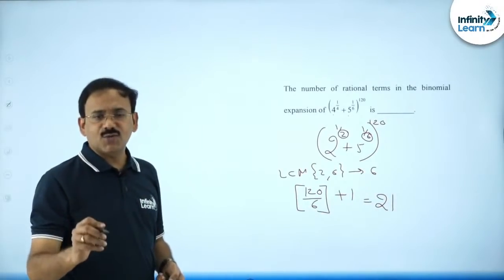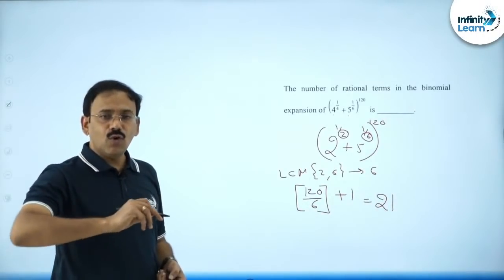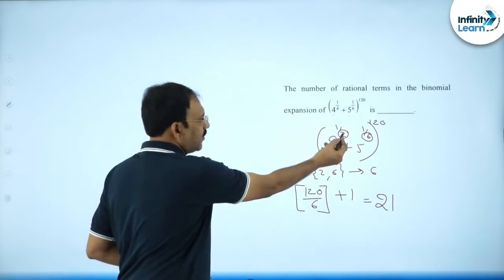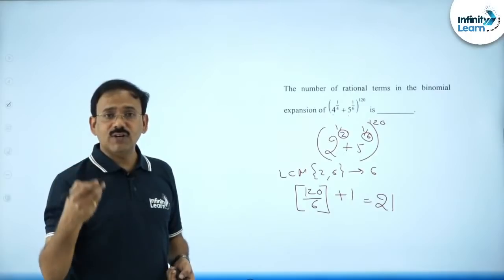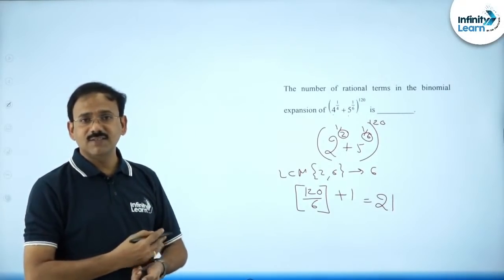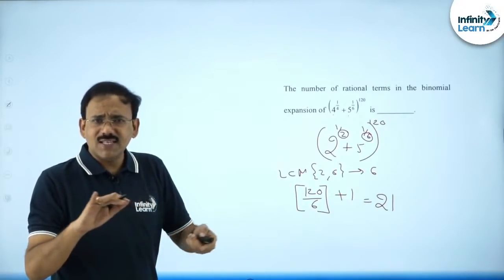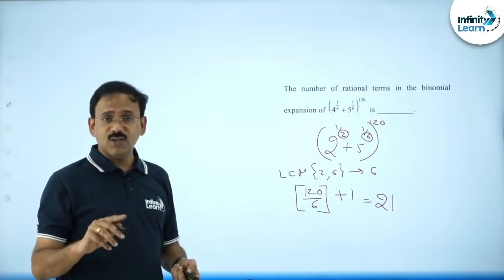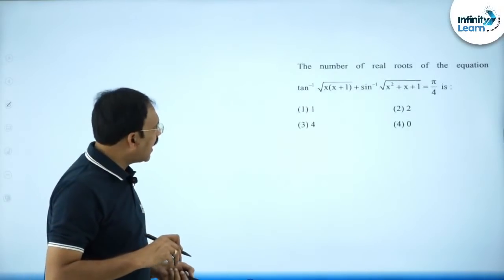To answer this question, I guess there is no need to put the pen on the paper. We can directly answer. 2 power 1 by 2, LCM is 6, 120 by 6 is 20. Since it divides, plus 1, 21 is the answer. That's it. No calculation at all. So dear students, you adopt the shortcuts as well.